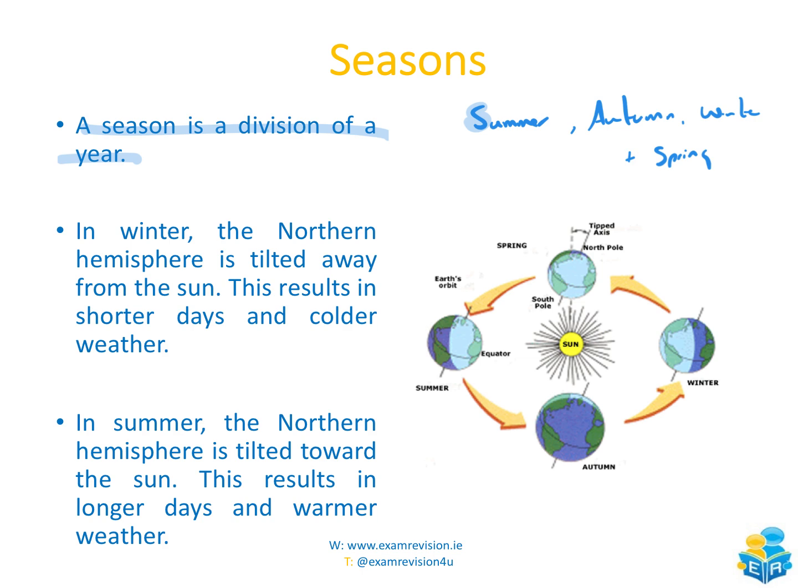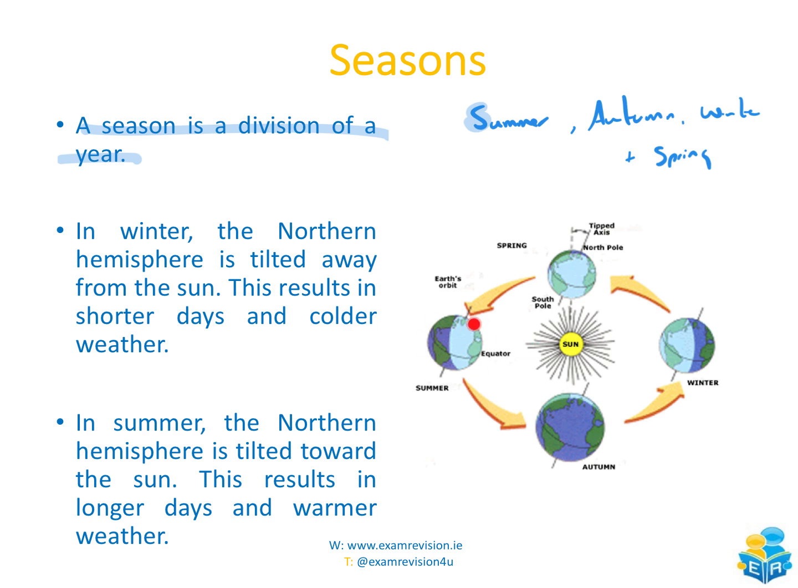In winter, say November, December, January time for us, the northern hemisphere is tilted away from the sun. This results in shorter days and colder weather. But in summer, the northern hemisphere is tilted toward the sun. This results in longer days and warmer weather. The southern hemisphere is the direct opposite of that. We've gone through this already, we'll just have a quick look at it again.